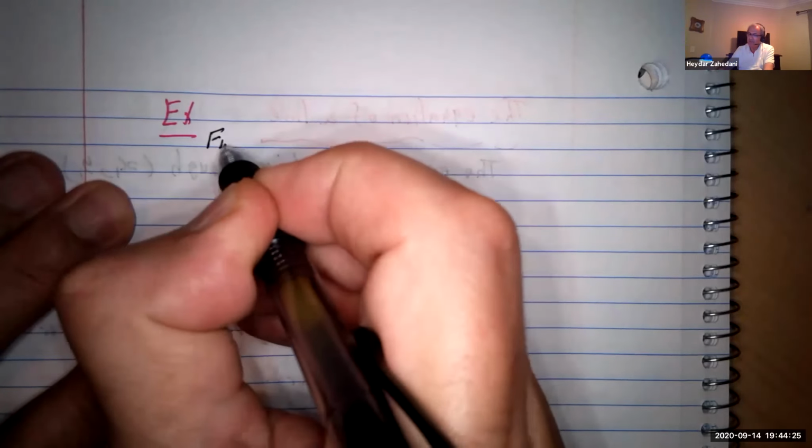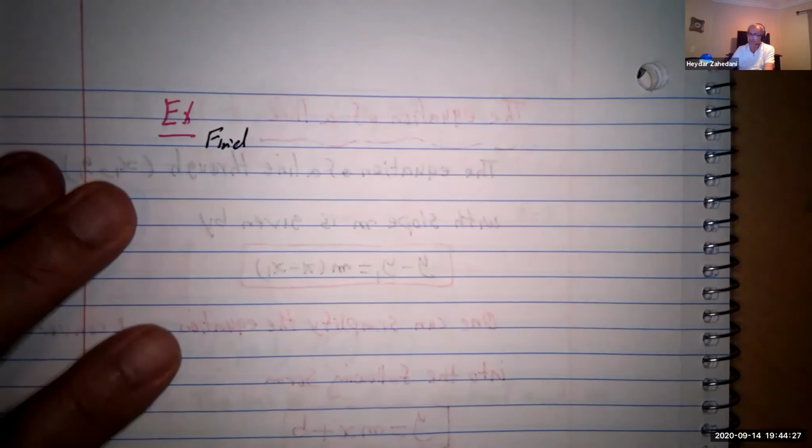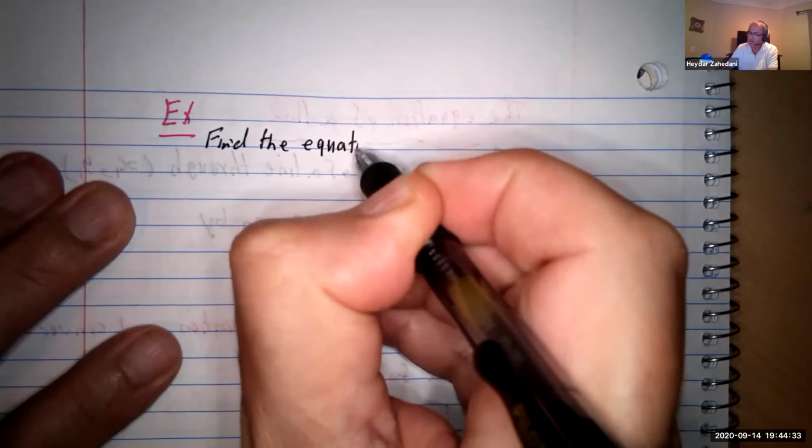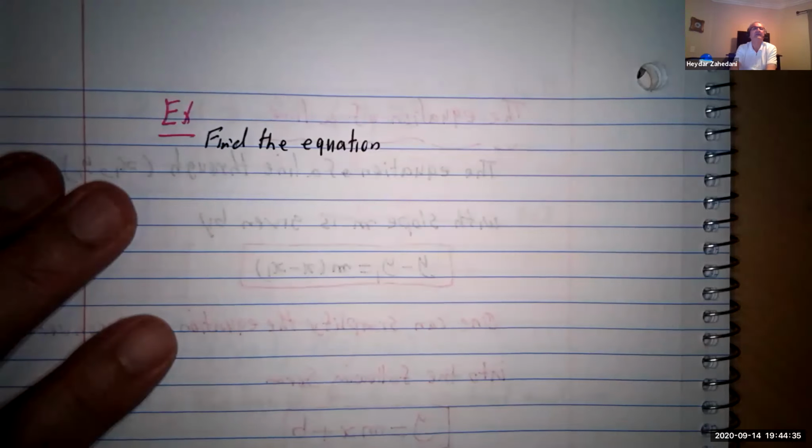The other case is when two points are given and you find the equation of the line. So, another example: two points are given this time, and they want to find the equation of the line. So I would like to find the equation. What's the question?